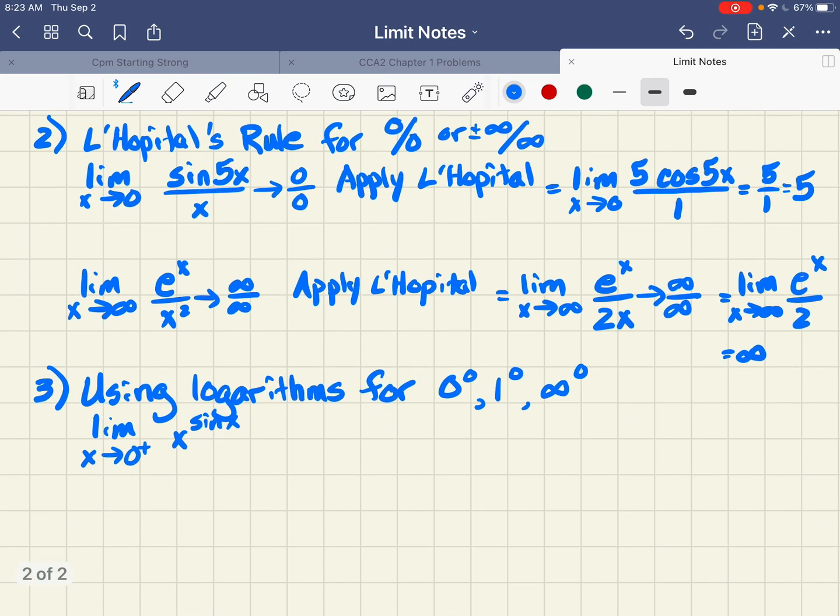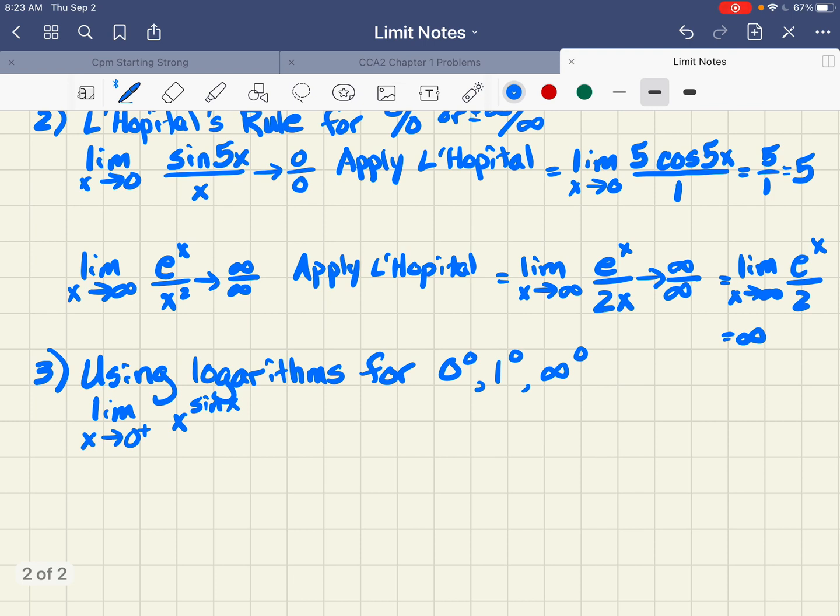Okay, so then the last kind of problem is if you have one of these indeterminate forms with a power: 0 to the 0, 1 to the infinity, or infinity to the 0. All right, so let's check these out.